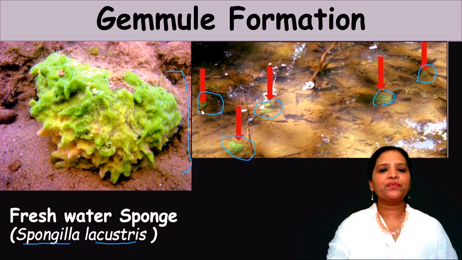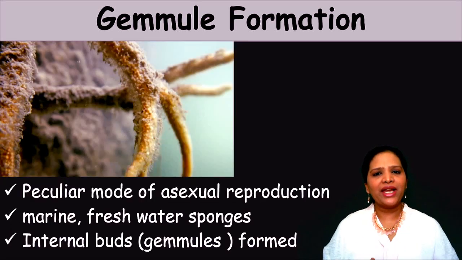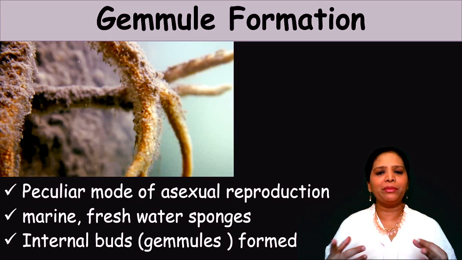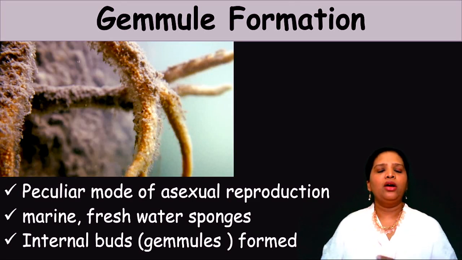Okay, so what happens when this organism undergoes an unfavorable environment? Suppose in that freshwater pond the water is drying, there are no nutrients, there is no good environment or temperature. For this sponge, it adapts another method of reproduction, called gemmule formation. Okay, this occurs during an unfavorable environment. That is a peculiar mode of asexual reproduction. Okay, so these structures are called gemmules.